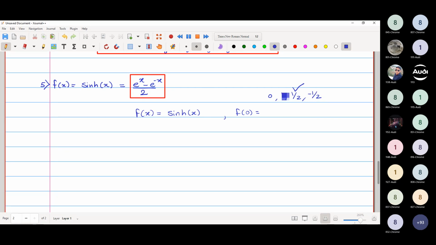It will be 0. Put the value of x as 0 here. So you are going to get e raised to 0 minus e raised to minus 0 by 2. e raised to 0 is 1, e raised to minus 0 is also 1. So it will give you 1 minus 1. So f of 0 is 0.